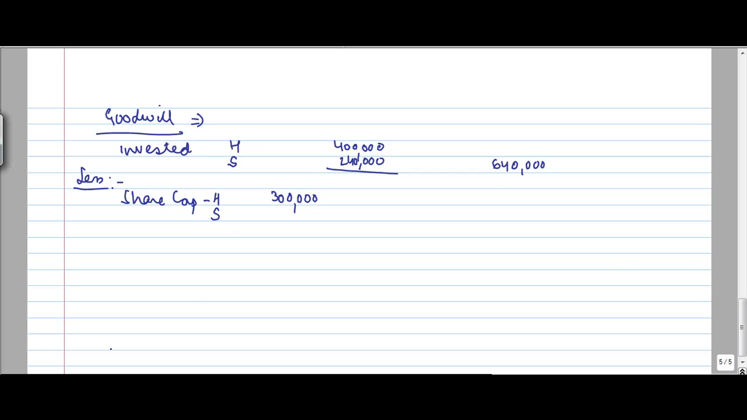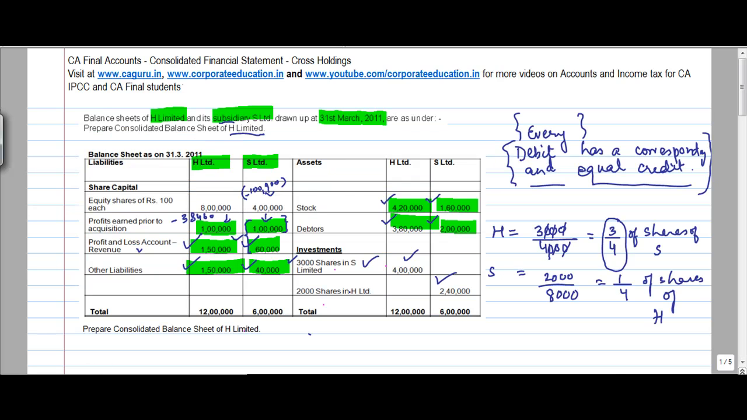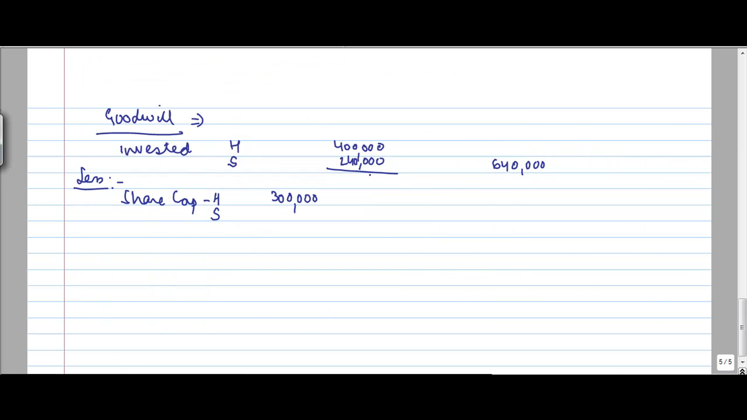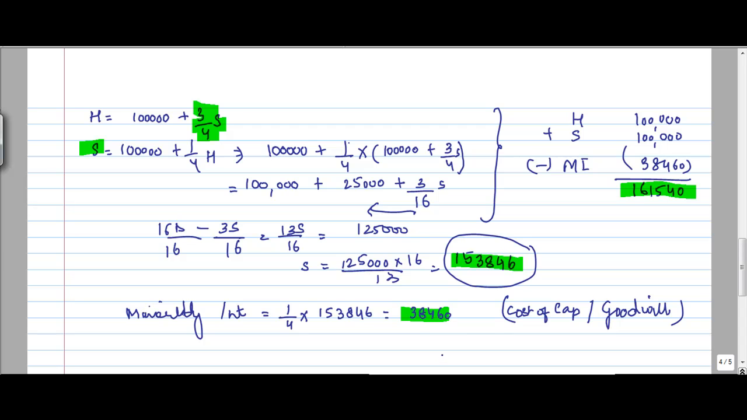Share capital of H was 3 lakh. For S, how much did you get? 2 lakh shares. 2,000 shares, sorry. So it becomes 2 lakh here. And you need to reduce the capital profits. Now, if you go back, what were the total capital profits of S Limited were 153,846.